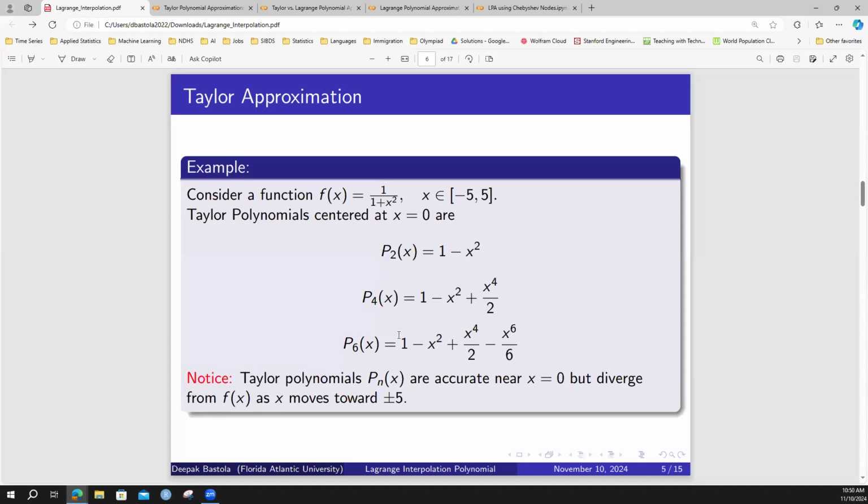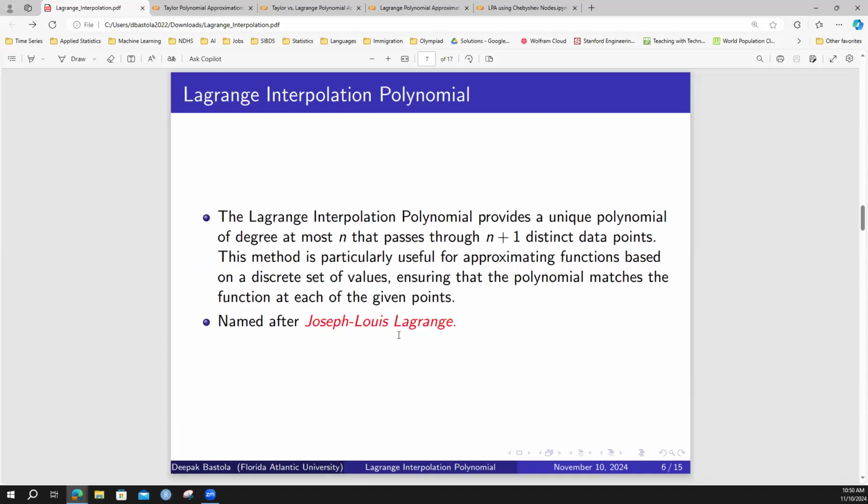Okay, so let me introduce the actual topic that we are interested in today. It's the Lagrange interpolation polynomial, right? We want to minimize the error because we just saw that the error grows after the concentrated center. How could another polynomial help us minimize that error even if we go farther away from the center? The Lagrange interpolation polynomial helps you do a better approximation even when you are far away from the center.